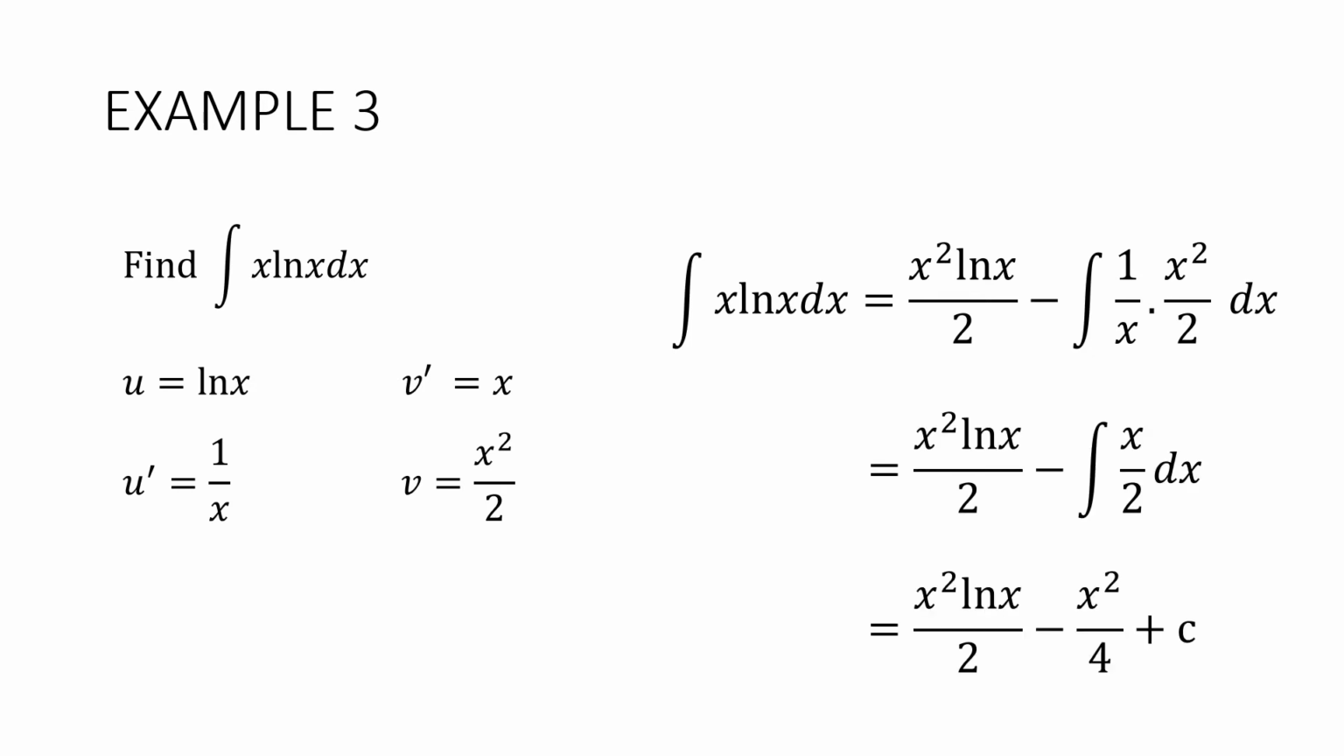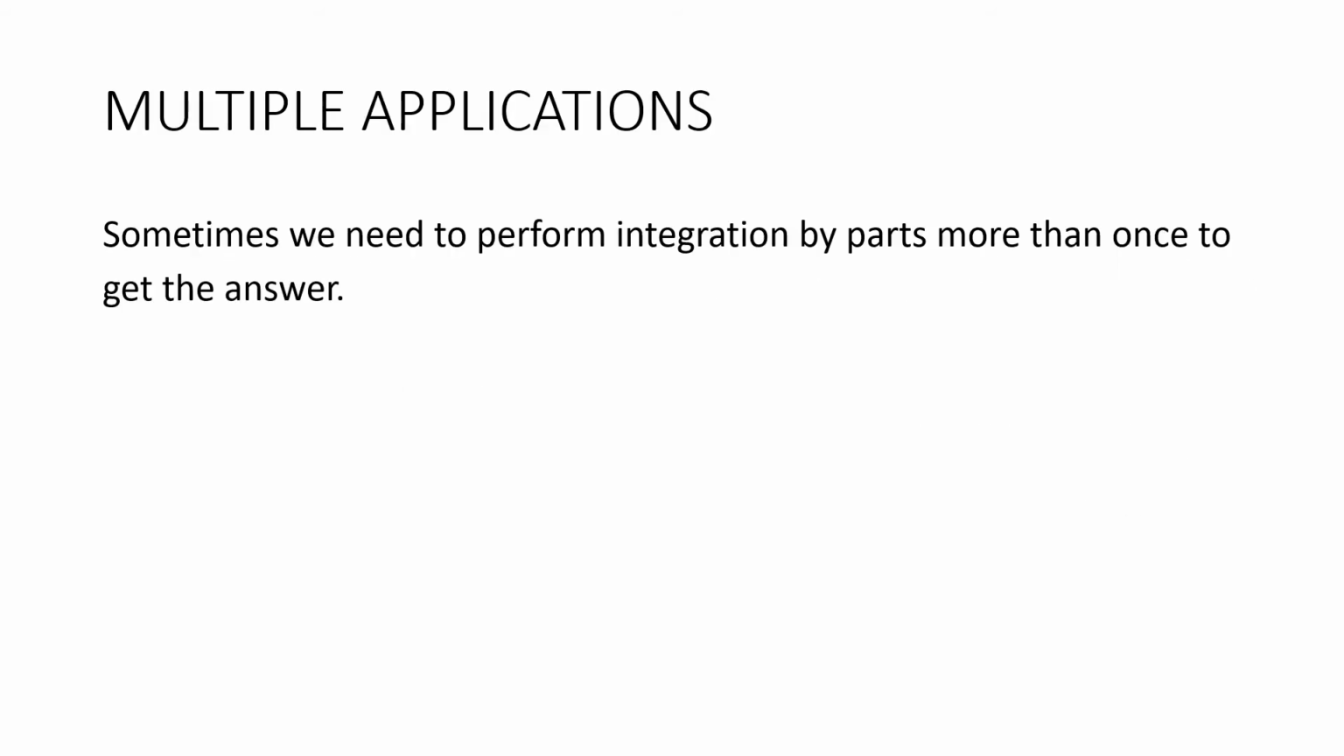It is x squared divided by 2, and of course we've got a 2 on the bottom, so it's going to become a 4 on the bottom. So you can see how simple this is if you choose correctly in the first place. Now sometimes we need to perform integration by parts more than once to get the answer. Like this, integral of x squared cos x dx.